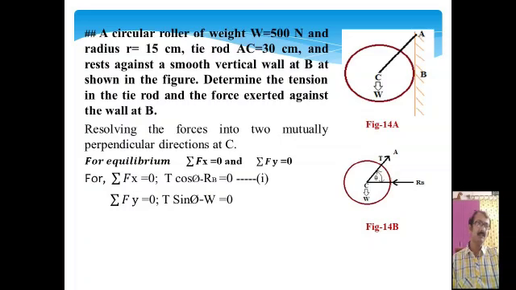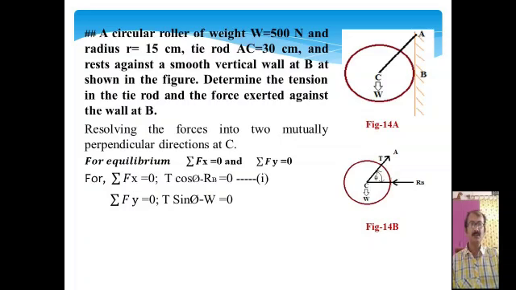Now in figure 14.a, it is clear that the circular roller is hanging, and its weight is W, and B is the contact point, and AC is the tie rod. Now if you draw the free body diagram of that, it is shown in figure 14.b. The direction of the tie rod is outwards, with the symbol T, and CA is the direction of the tension, and from the point C there is a weight W, and Rb is the reaction force, that is horizontal.